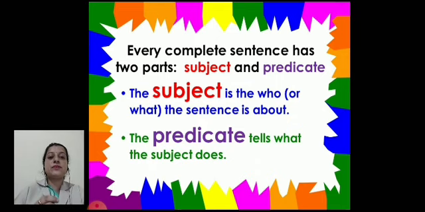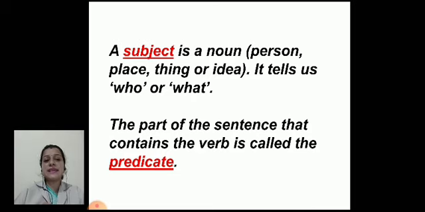So first of all, we will know what is a subject and then what is a predicate. Every complete sentence has two parts, subject and predicate. The subject is the who or what the sentence is about. The predicate tells what the subject does. So we can say that a subject is a noun. It can be a person, place, thing or idea. It tells us who or what.